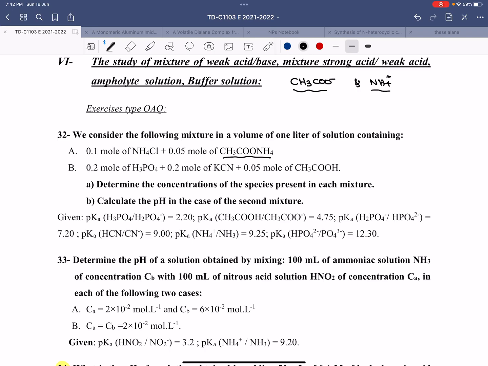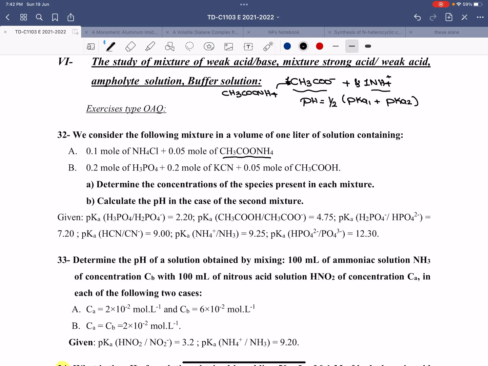Okay? Because in the end CH3COONH4 will dissociate into one CH3COO minus and one NH4 plus. So they will both have the same concentration. If they both have the same concentration and the Ka of the acid is approximately equal to the Kb of the base, we directly use the same rule we use for ampholytes, which is basically half pKa1 of the acid plus pKa2 of the base. This is what we use very simply.